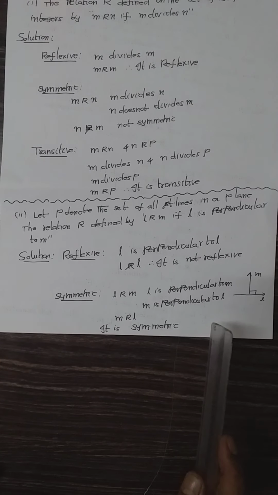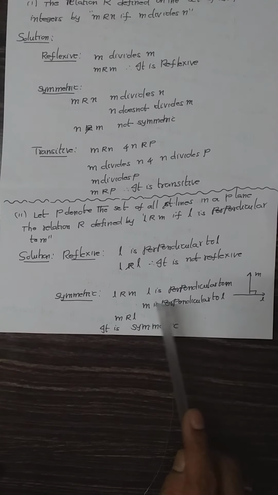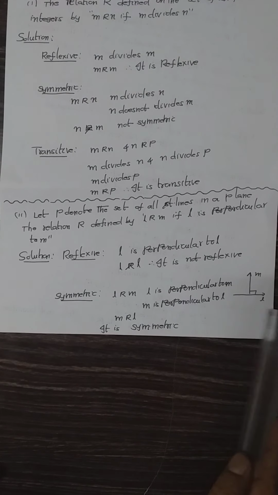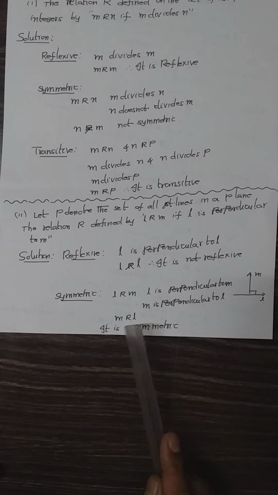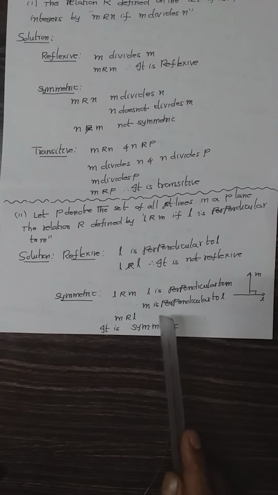So L is related to M, then you have to check whether M is related to L or not. That is symmetric. So we verified this statement as correct: L is perpendicular to M. Here in this diagram, L is perpendicular to M, and M is also perpendicular to L, correct. So M is related to L, so it is symmetric. So it is not reflexive, but it is symmetric. Now the next property is transitive. Transitive is a very easy property.